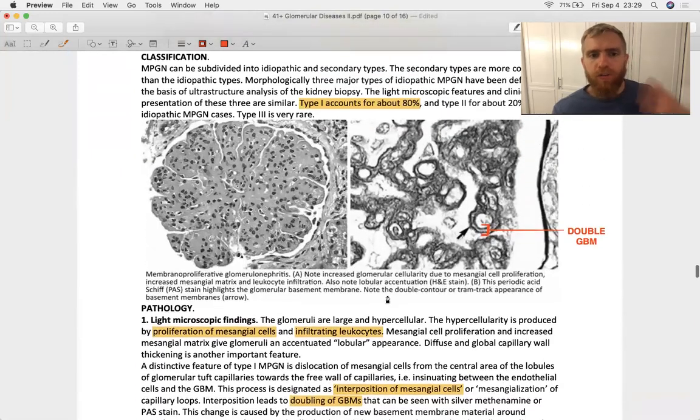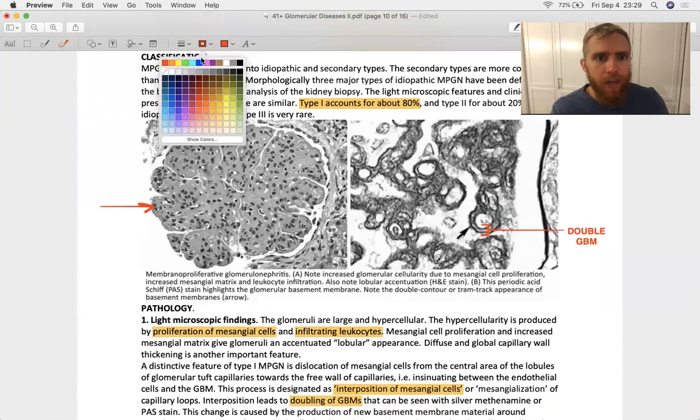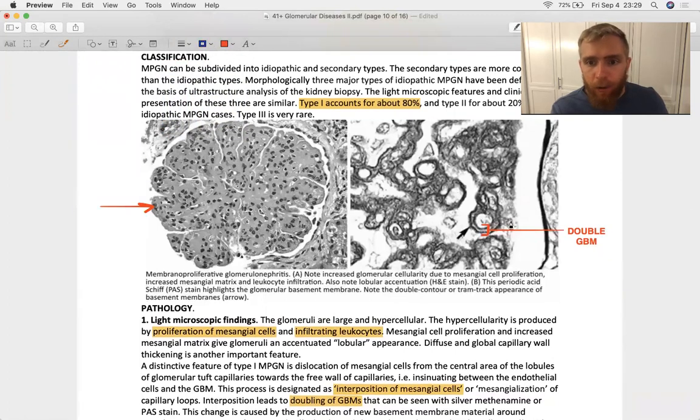So what do these look like? Again, they're membranoproliferative. You see a lot of membranes and you see a lot of cells. There are a ton of cells in this glomerulus here. And check out this double tracking glomerular basement membrane that I've highlighted in the rightmost picture. That's the tram track appearance or double contour appearance.